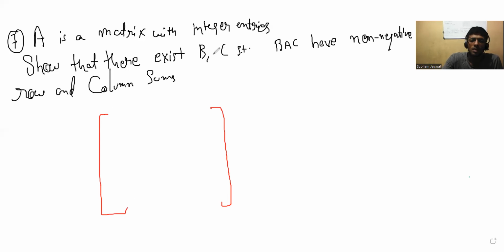B and C are matrices, right? You have to multiply them, otherwise how does it make sense? Finally you need a matrix. So for this matrix BAC, the row and column sums have to be non-negative. You don't have to find B and C explicitly in terms of A.